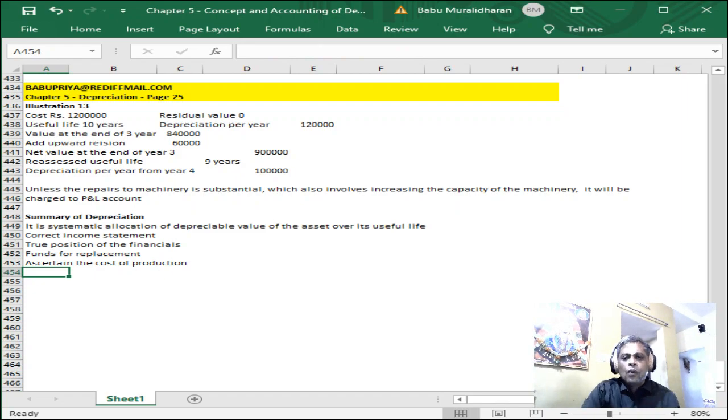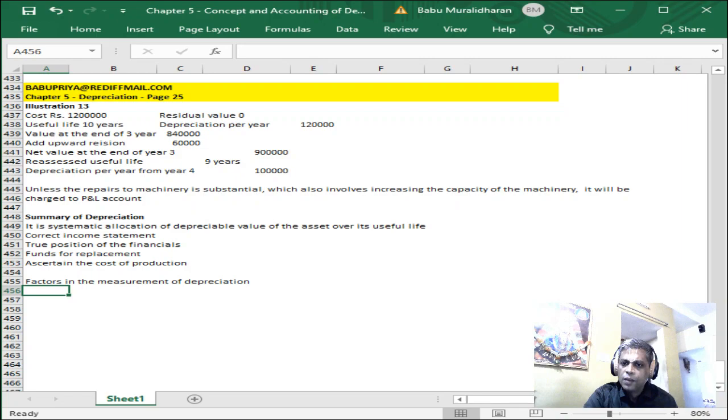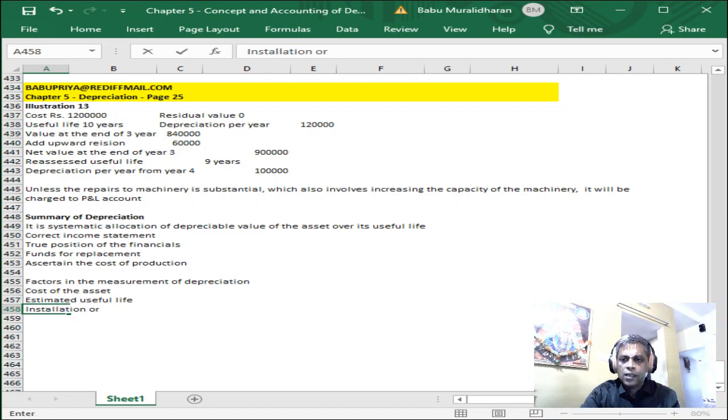And how do we measure depreciation? Factors in the measurement of depreciation. This is more important. What are all the factors that go into the measurement of depreciation? One is the cost of the asset, and its estimated useful life, and installation or other costs.